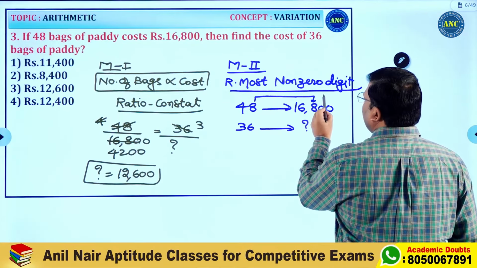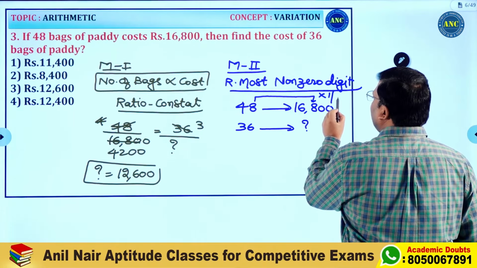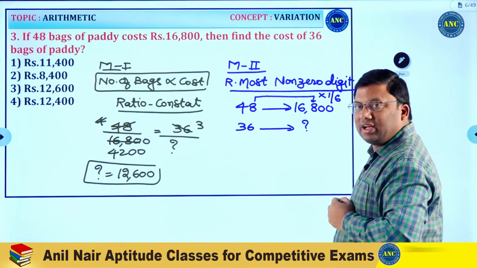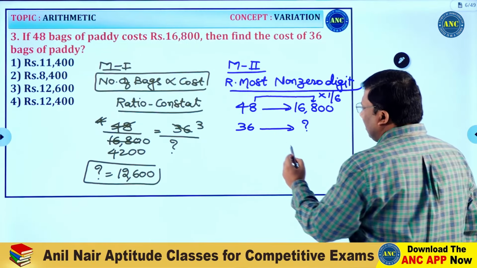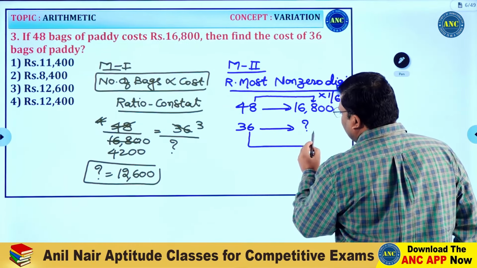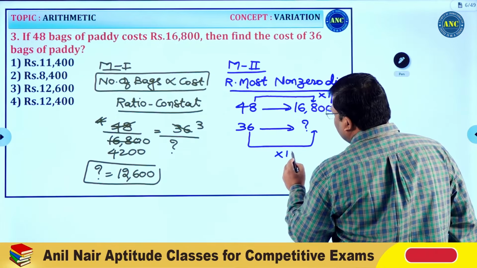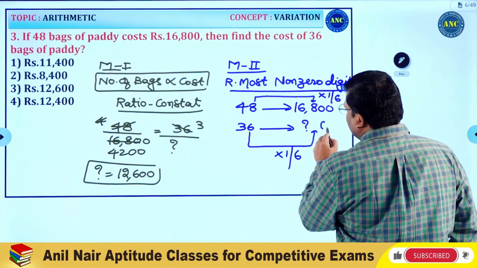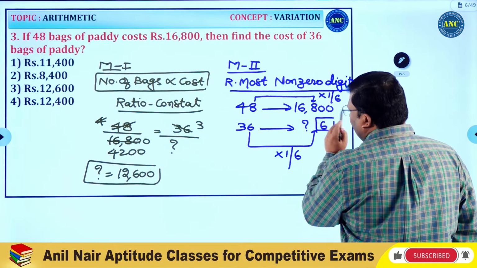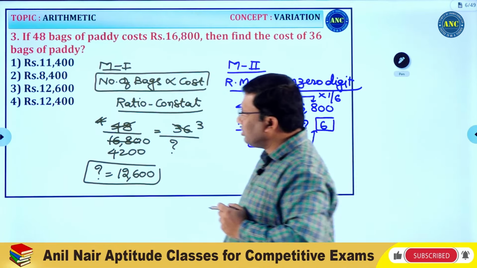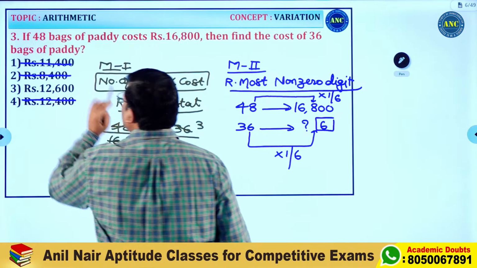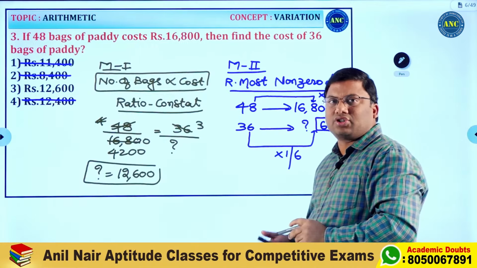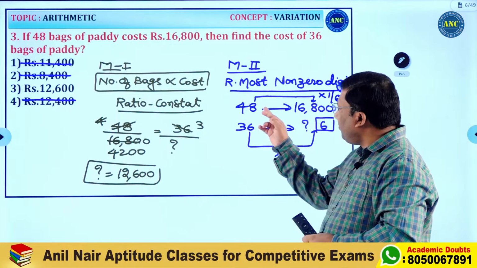8 is becoming 8. 8 ones are 8, 8 6s are 48. Here it will be 6 ones are 6, 6 6s are 36. The answer's rightmost non-zero digit should be 6. Just by looking at the question, you will get the answer.